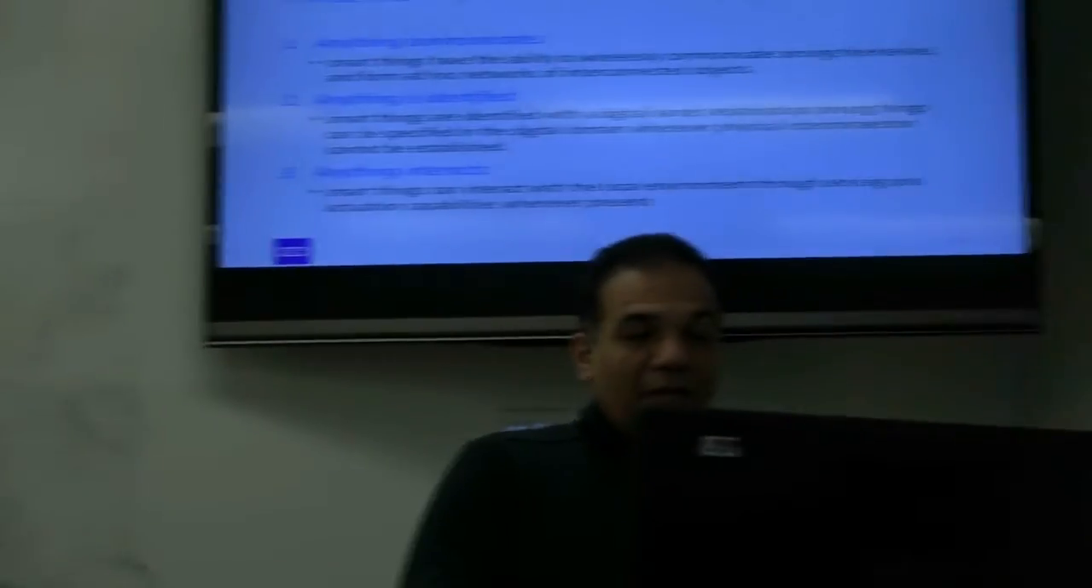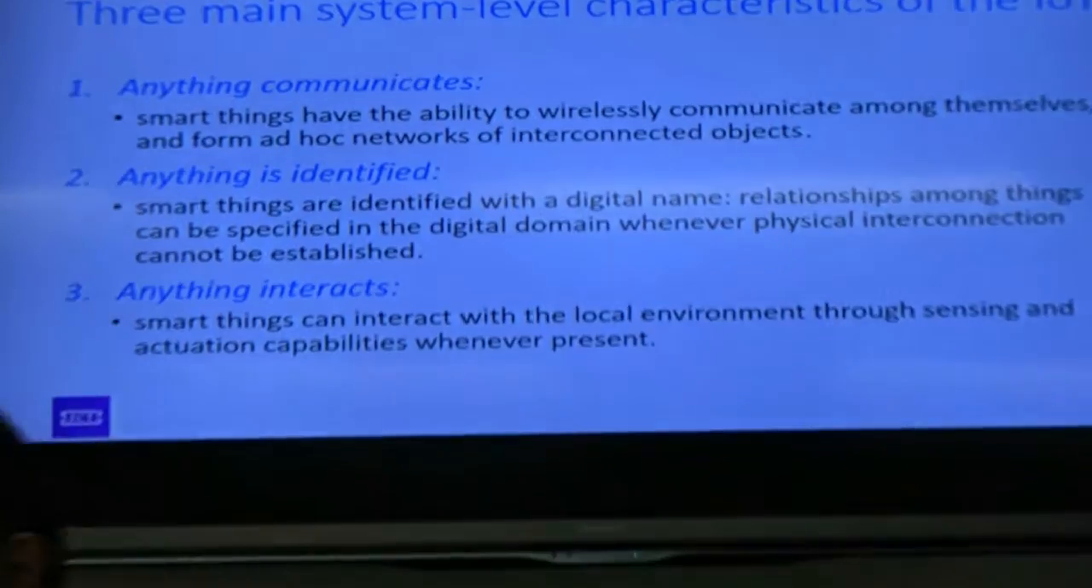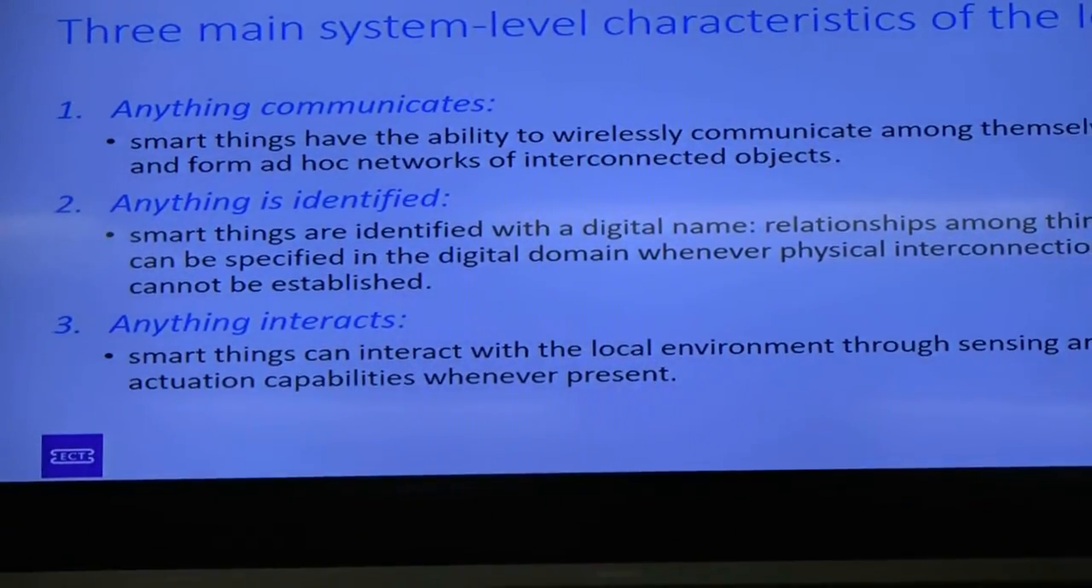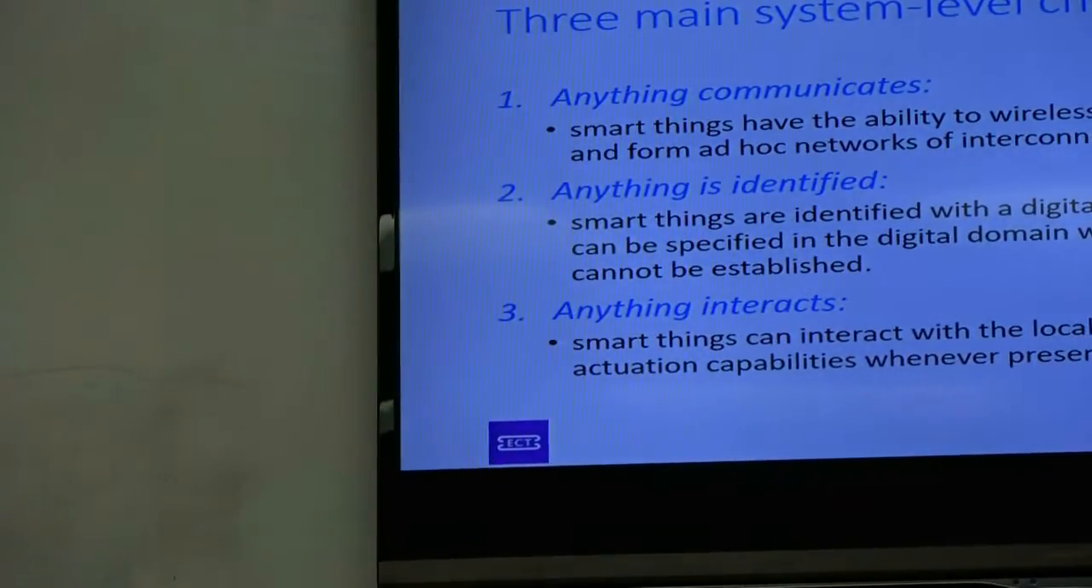Number 2, anything is identified. Anything has a unique identity. So this computer, is it identified? Yes. By what? By IP address, a unique IP address. Any device in the whole world has to have a unique IP. So it has to be uniquely identified.